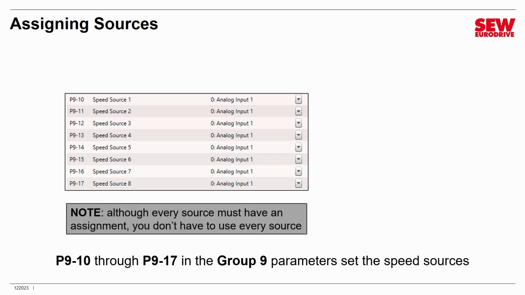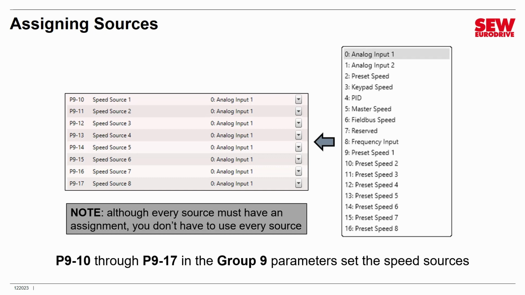Just a note here, every single source must have an assignment. You aren't allowed to not assign something, but you do not have to use every source. So if you're not using a source, you can set it to whatever you want. It's perfectly fine. As you can see, they all start by defaulting to analog input 1, which is a safe thing to leave them set to if you wish. These are the things that you can pick. I'm going to explain what most of them are, although not all of them. Some of them are really part of advanced control modes, and we're not going to go into them in this class. We'll start with analog input 1 and analog input 2.